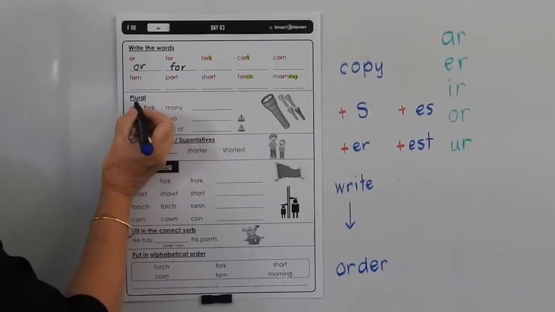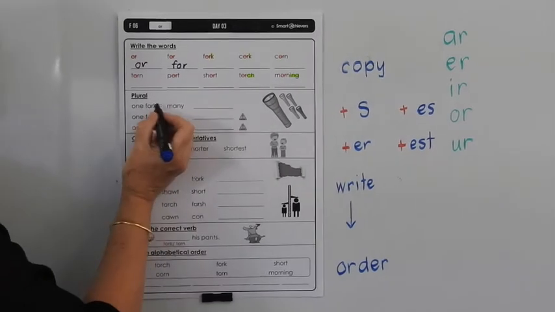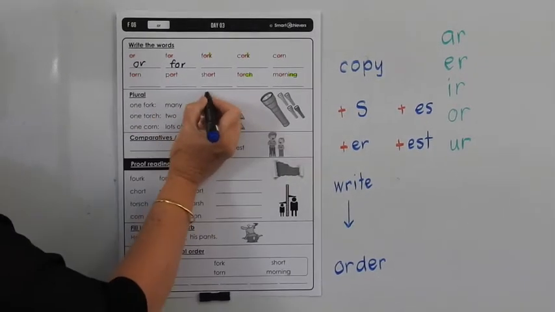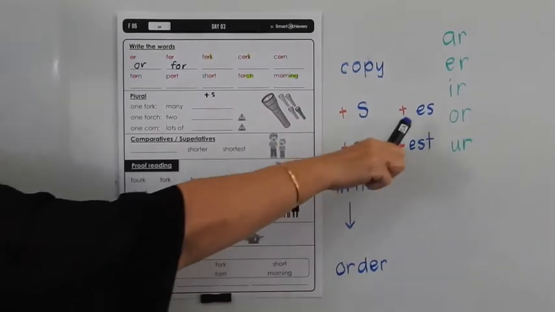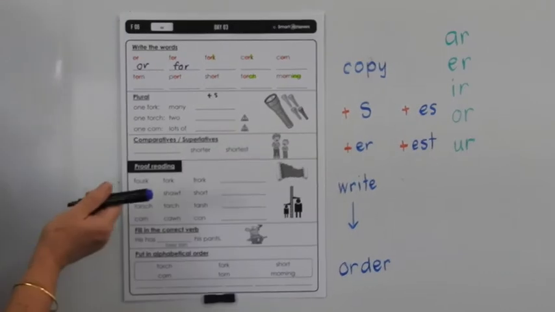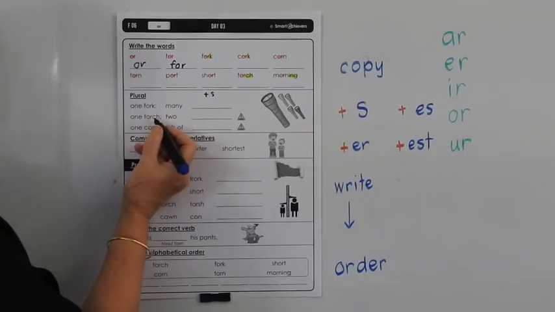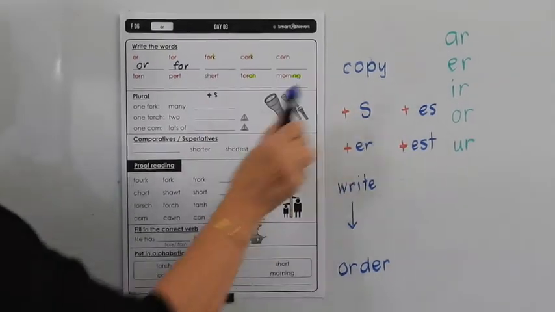Now plural means more than one. So if we have one fork, we would have many forks. So all you have to do is write fork and put the S on the end. Sometimes we have to put ES on the end. When we hear is, we write ES on the end. So we've got one torch, two torches. So when you hear that is, you know you're writing ES.